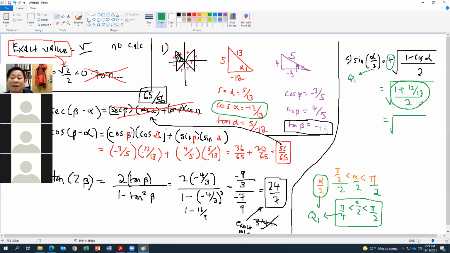Mostly, a lot of students get the final wrong not because of the formulas, but because they don't know how to reduce this kind of fraction. So what is (1 plus 12 over 13) over 2? And don't give me decimals, because if you give me decimals, you get it all wrong. You won't get full points here because I want the exact value. 25 over 26. Yep.